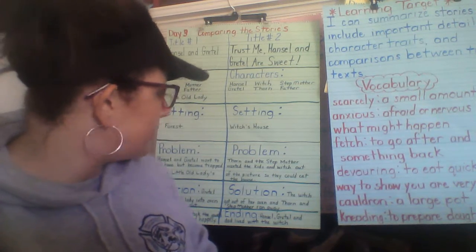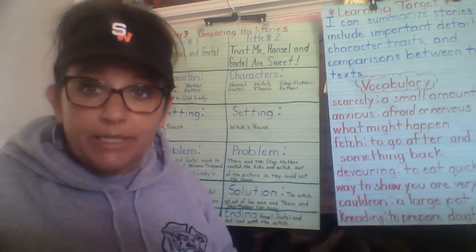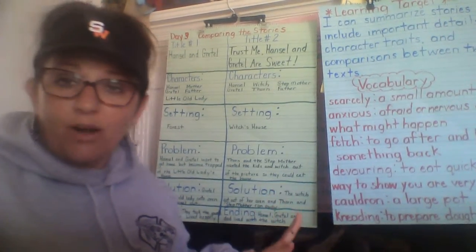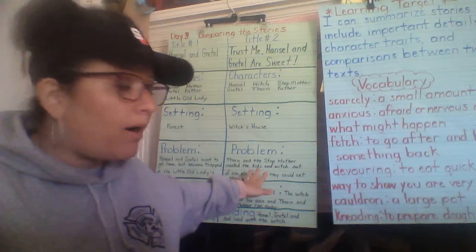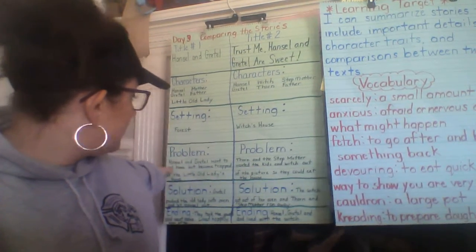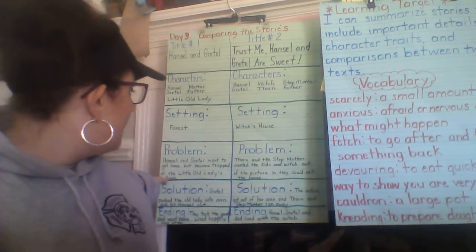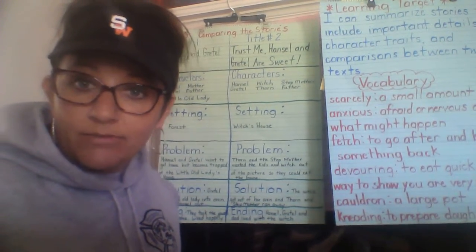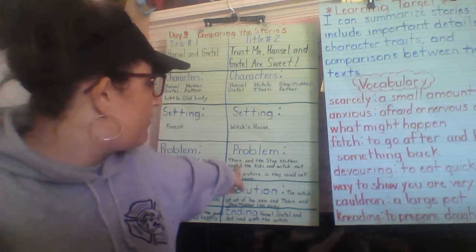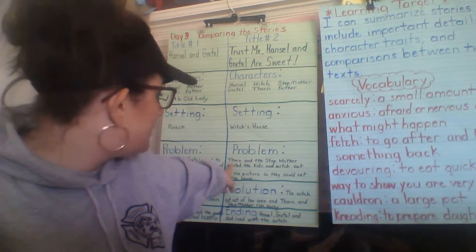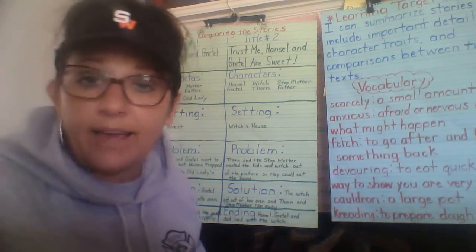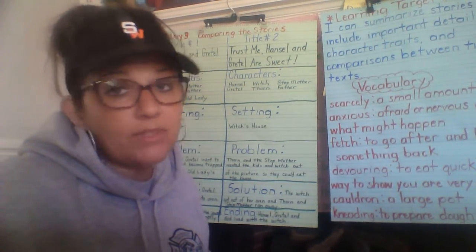All right, so this is where some of our answers may differ a little bit, but hopefully we have the central idea for all of these. So the problem: Miss Kelly stated that Hansel and Gretel want to get home, but become trapped at the little old lady's home. So that was the overall problem. The overall problem in the second version was Thorn and the stepmother wanted the kids and the witch out of the picture so they could eat the house. So that was the problem in the second story.